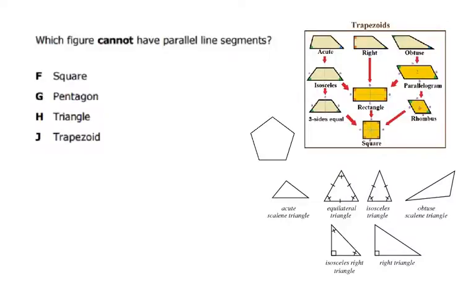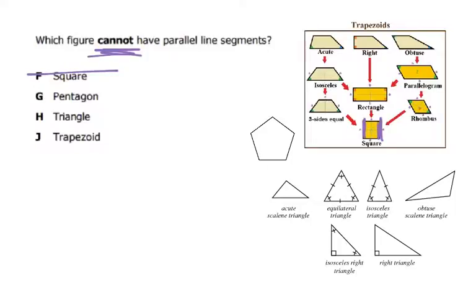Which figure cannot have parallel line segments? So our options are squares, pentagons, triangles, and trapezoids. Okay, so something that cannot at all have any kind of parallel line segments. So let's start with the square. I'm looking at the square, and look, right there, I already see I have parallel line segments. The 2 opposite line segments are going to be parallel. So that answer choice would not work.